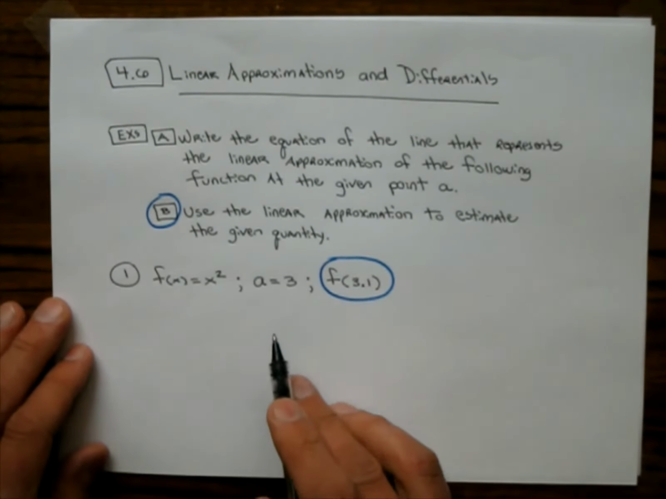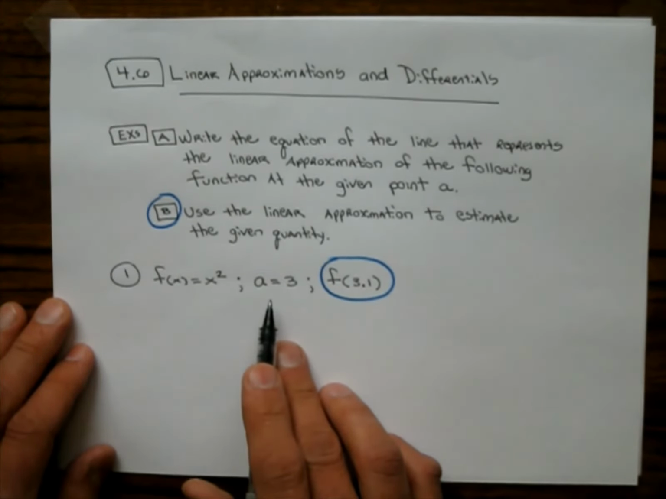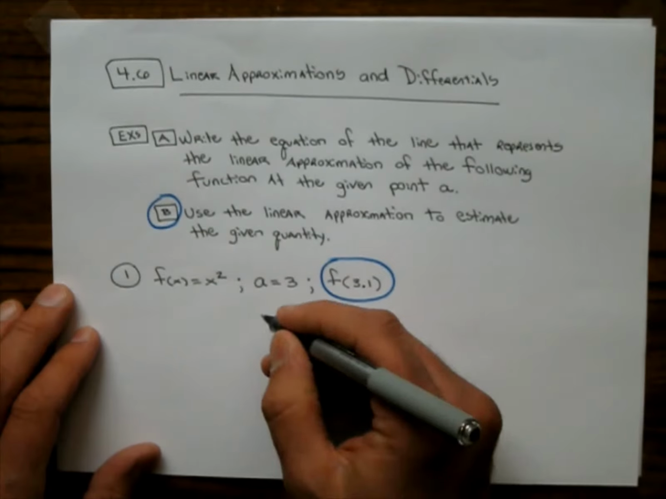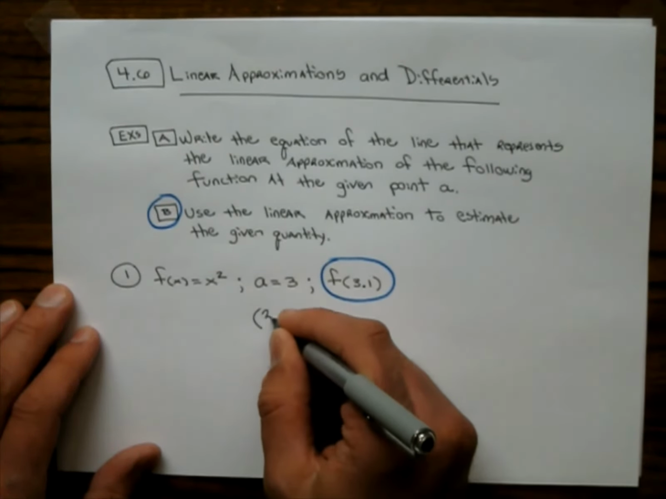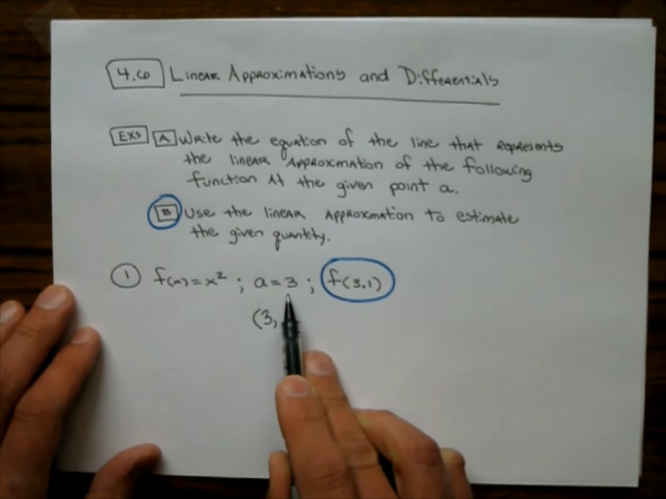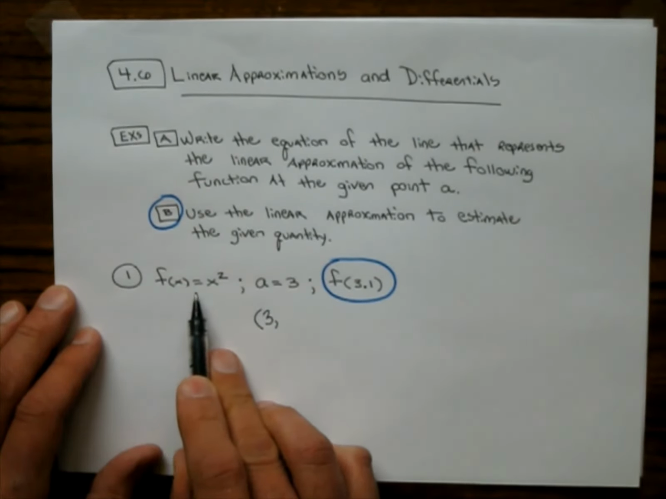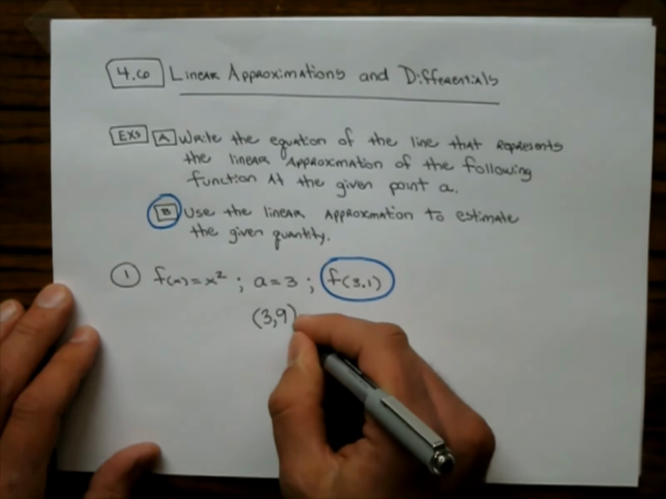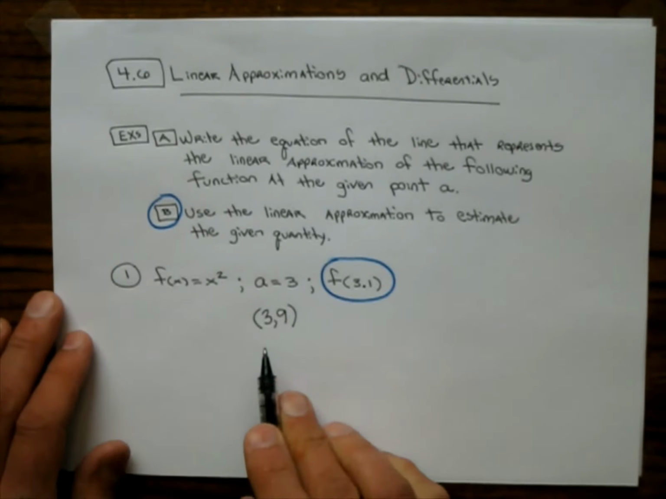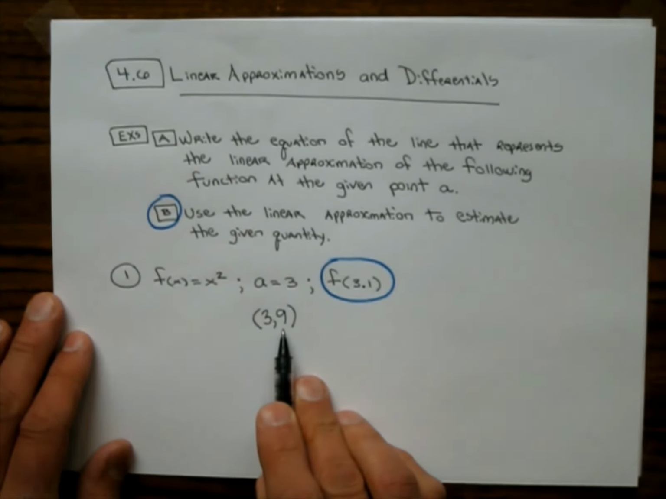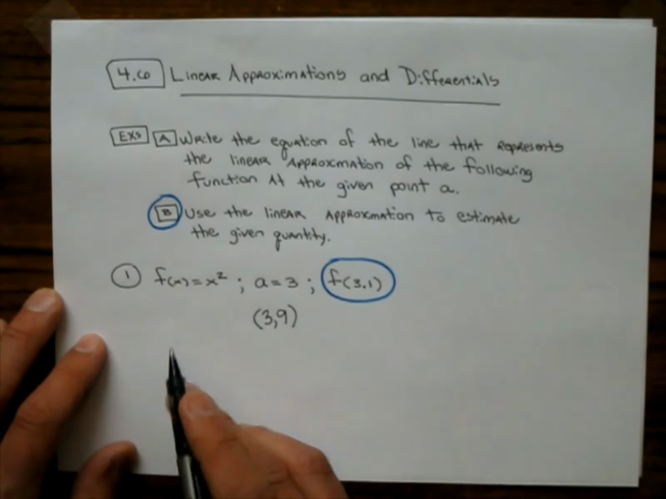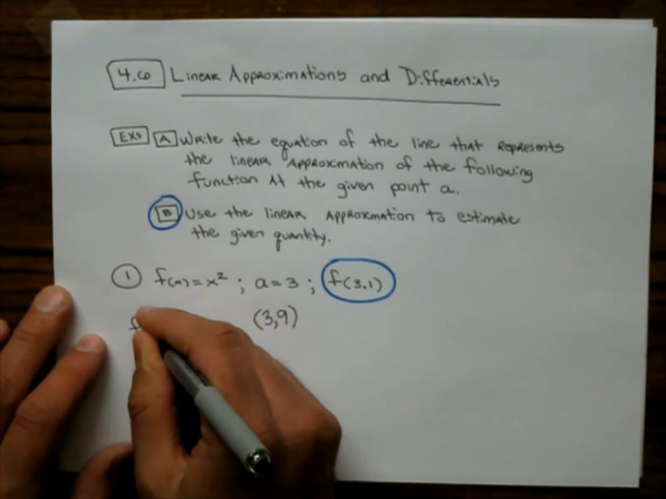So how do you find the tangent line? Well, you actually need a point and a slope. The point is going to be 3, and the y value is gotten by going f of 3, which is 3 squared, which is 9. So we're trying to find a line that has the point (3, 9) and a slope. Now how do we get the slope? We take the derivative. The derivative is the slope function.